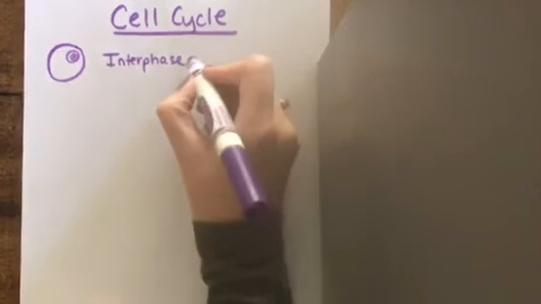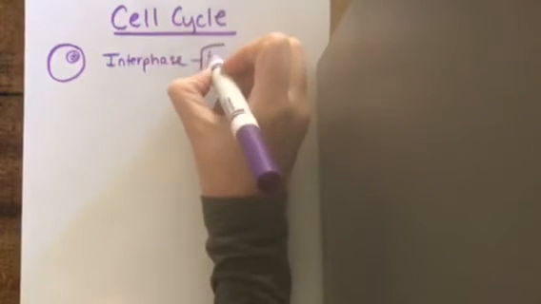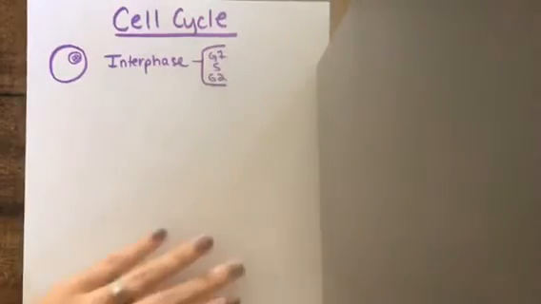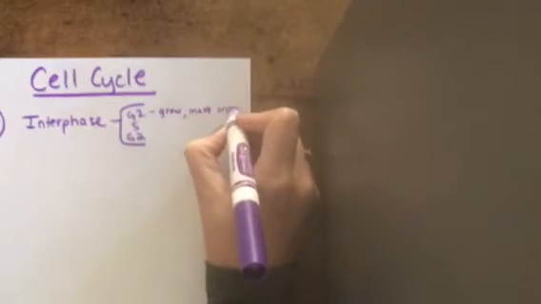And there are three parts to interphase. So we can actually break this down. This is going to be G1, S, and G2 phases. Alright, so in the G1 phase, the cell is going to grow. Remember, G stands for growth. We're also going to make more organelles. So we're going to grow and make more organelles.